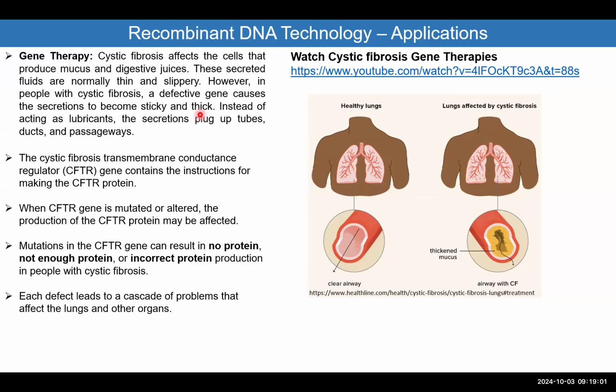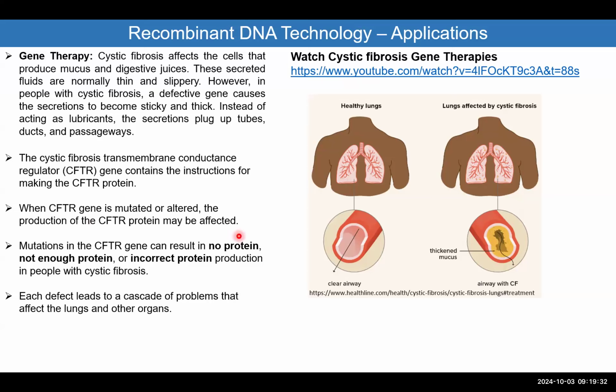And whenever there is a mutation in this gene, then there is a change in the thickness of the mucus. So if you look at the airways of a healthy person, compared to cystic fibrosis, the thickness of that mucus causes the airways to be smaller. So the diameter of the airways is smaller, and therefore the ability of air exchange is less.